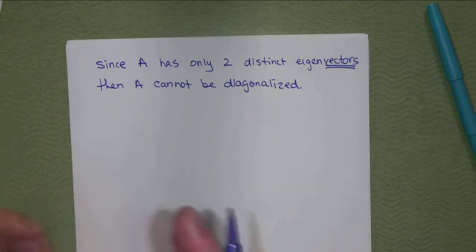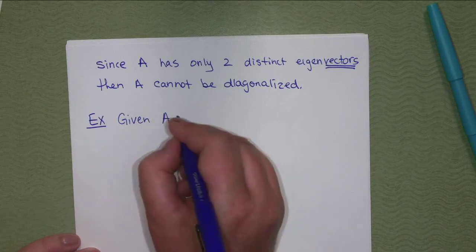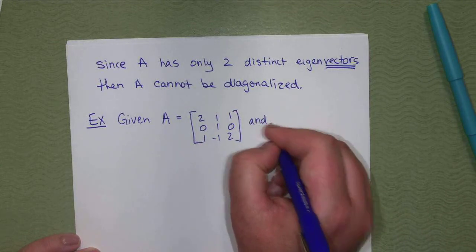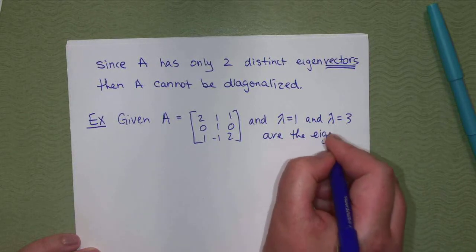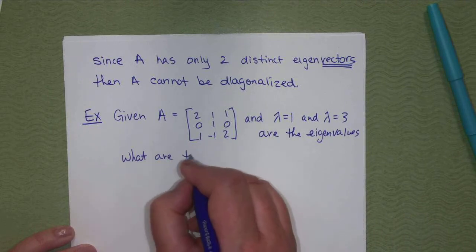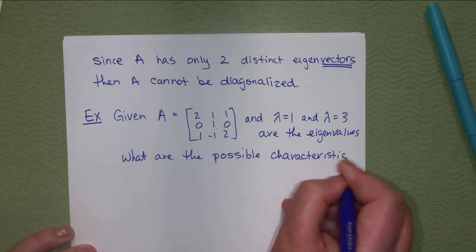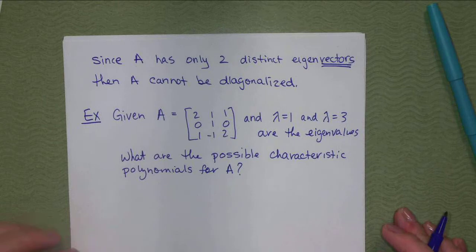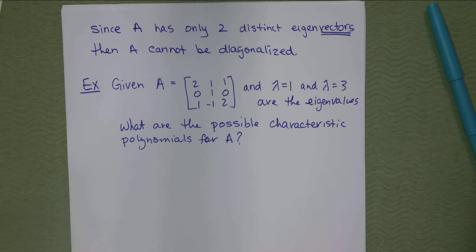And just before we do something that can be diagonalized, I have one other question. Given A, I'm telling you that the eigenvalues are, for this one, 1 and 3.